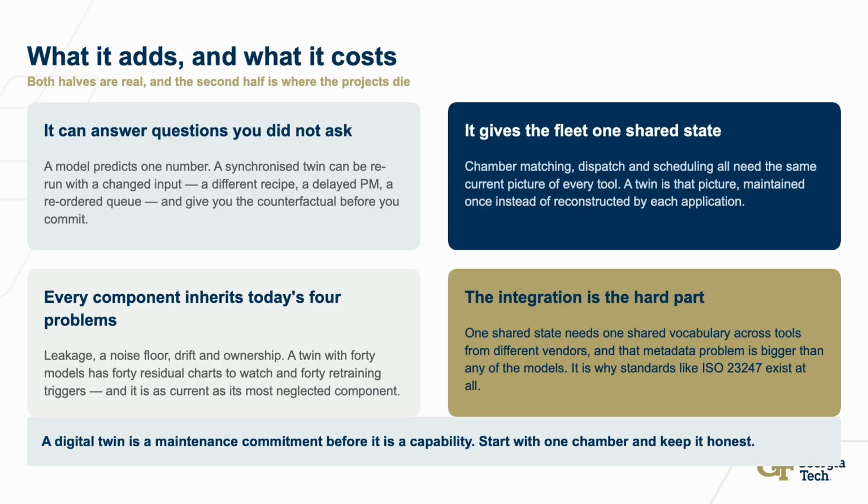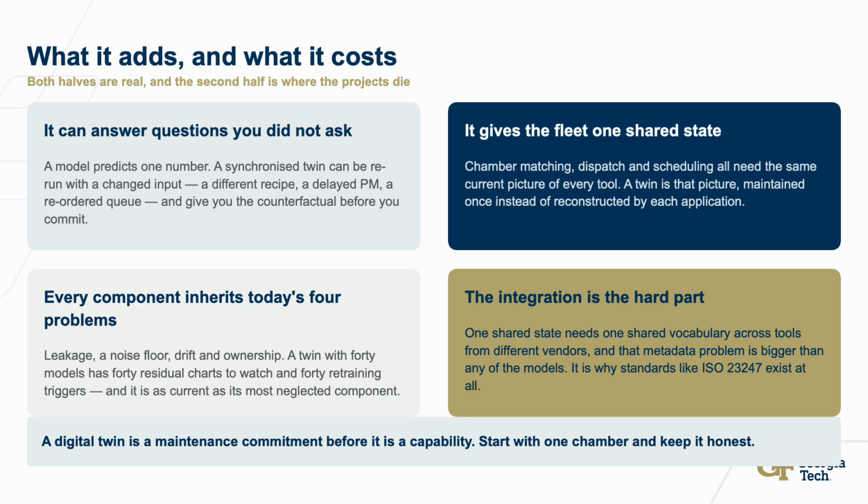Now the cost. Every component inherits 4 problems from today: leakage, a noise floor, drift, and nobody owning it. A twin with 40 models has 40 of each, and the twin is only as current as its most neglected component, which will be the one nobody remembers building.